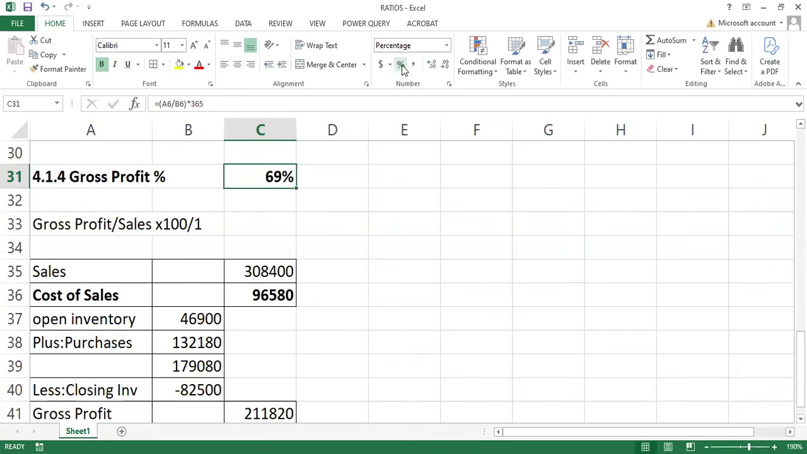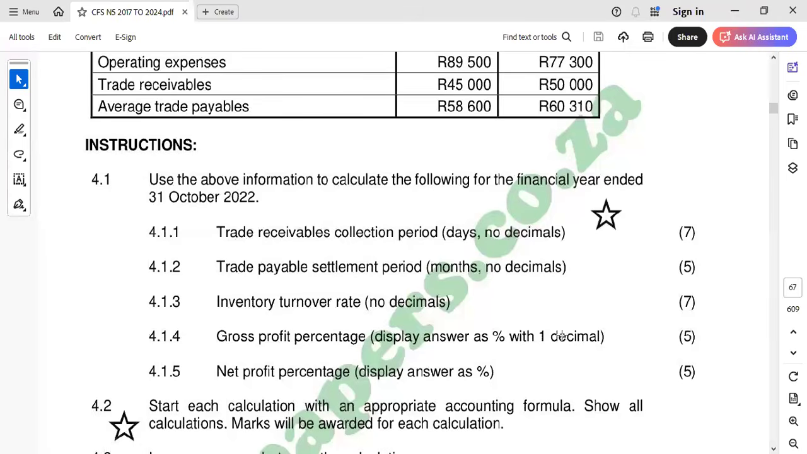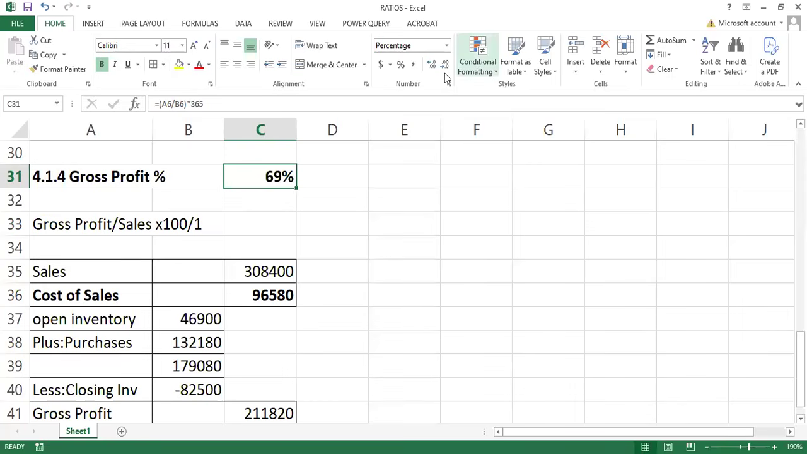So I'm going to click here. But even though I've done it like that, they also said here, let me just show you. They said it should display 1 decimal for 5 marks. So I'm going to go there now, check carefully what I'm going to do. I'm going to add like that. So you click this, either this one is to increase, this one is for decrease.